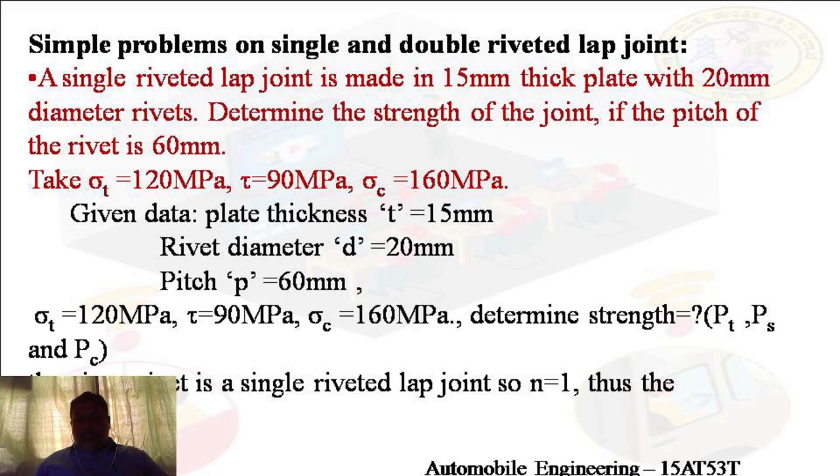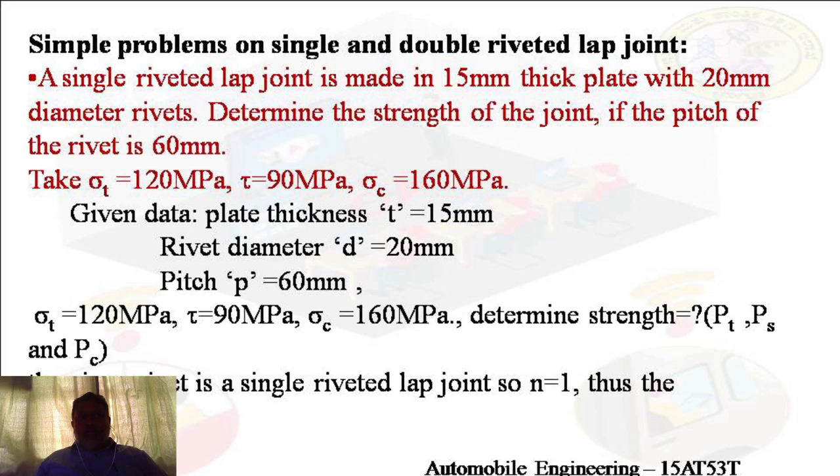Then in the second, third and fourth sessions we will have the remaining problems on riveted joints, that is single and double riveted, single plate, single strap, double strap, lap joint and butt joint. Okay. So coming to the problems, it is clearly mentioned that it is a single riveted lap joint.